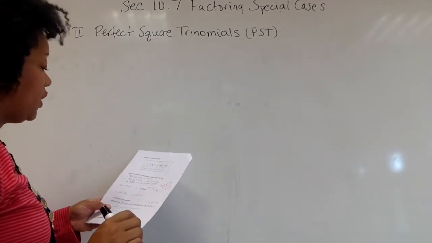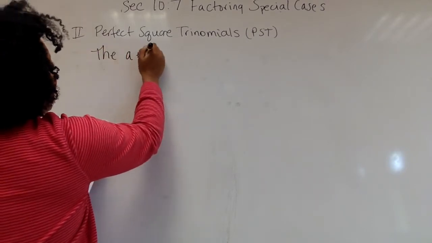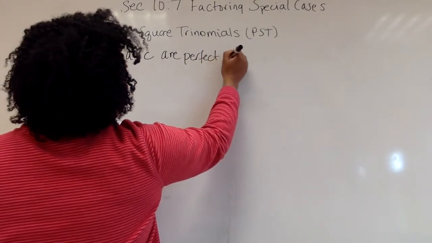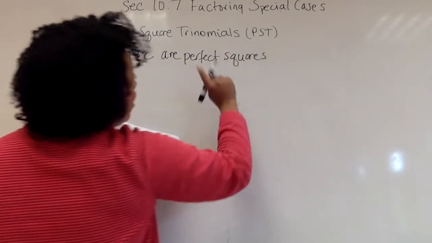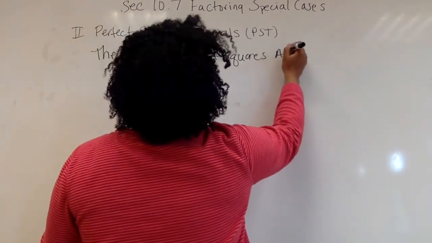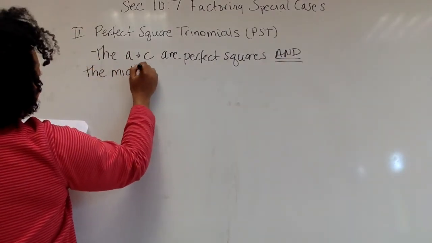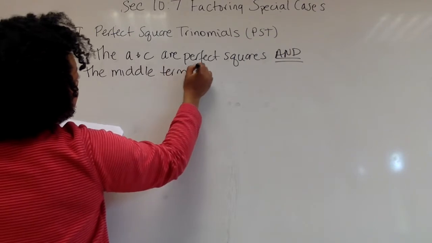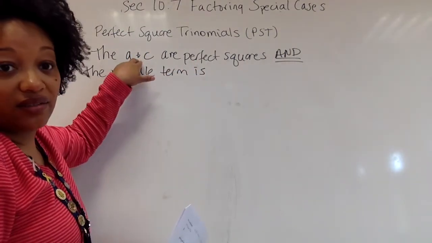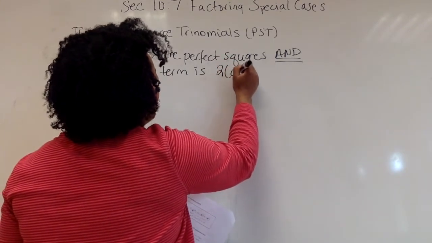A perfect square trinomial occurs when the A and C are perfect squares. All right, so there's your A and C. So you're starting off in the beginning and the end with perfect squares. And this is a big "and": the middle term is 2 times the product. Now, how do I write 2 times the product? Just like this. 2 times the product.